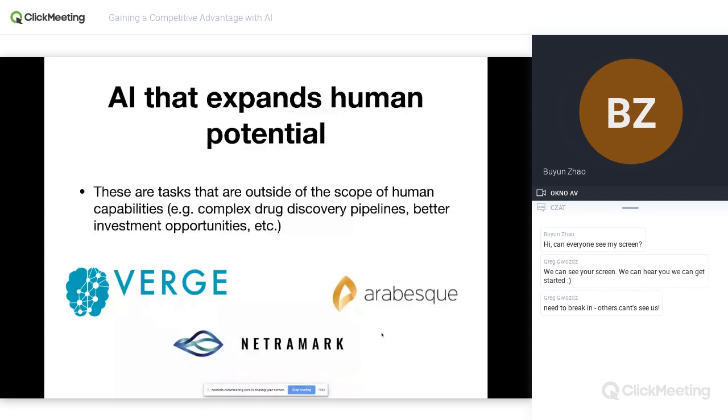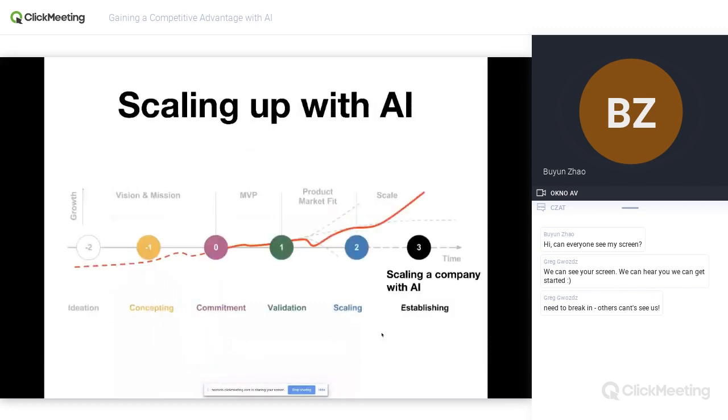Verge uses AI to find drug targets with the help of scientists. Netramark is something I'm thinking about investing in, and it uses quantum AI to identify key clusters of biological markers that humans would never spot. And Arabesque uses AI to determine the sustainability of particular investments.